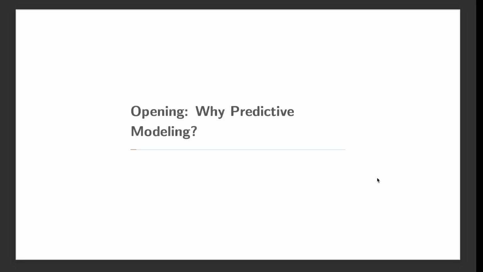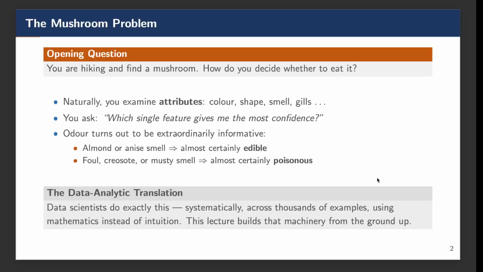So let us open with a question to get you thinking about why we need to do predictive modeling. I want to give you the mushroom problem. Imagine you are hiking, and then you find a mushroom. How do you decide if the mushroom is safe to eat? Naturally, you look at attributes such as the color of the mushroom, the shape, or even the smell. Basically, you are searching for the single feature that gives you the most confidence.